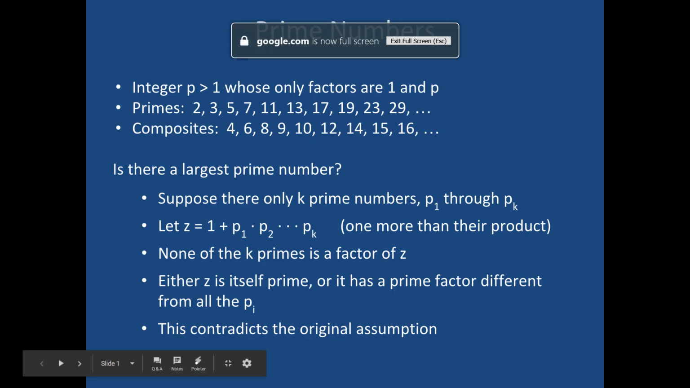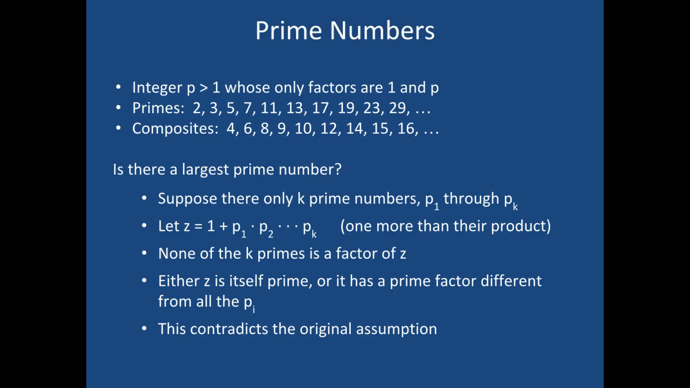So let's talk about prime numbers. A prime number is an integer greater than 1 whose only factors are itself and 1. So the primes are 2, 3, 5, 7, 11, and so on. And if it's not prime and it's greater than 1, we call it composite. So all the even numbers greater than 2 are composite, and many odd numbers are composite as well. That's what I mean by prime and composite. Now, there was a question that was settled hundreds of years ago about whether there is a largest prime number, and the proof is kind of neat, so I'll show you here.